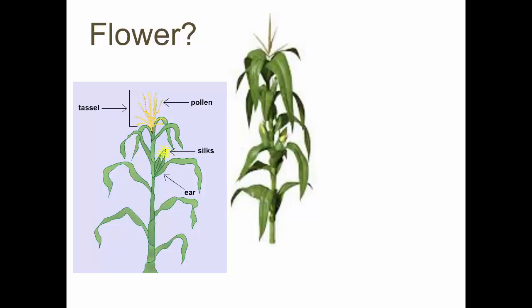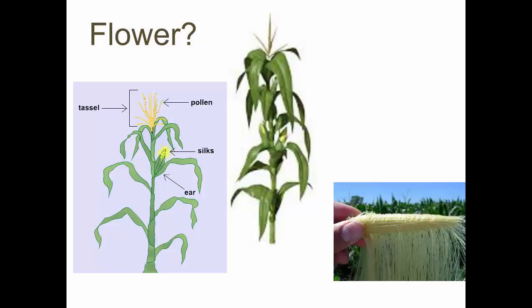The female parts of the flower are actually the silks of a corn. If you buy corn at the grocery store, you have all those stringy silks that you have to shuck off of it. Actually, each one of those is a style from the pistil. What's the fruit? The actual corn kernels. Each one is a single fruit, and inside of that is the seed.